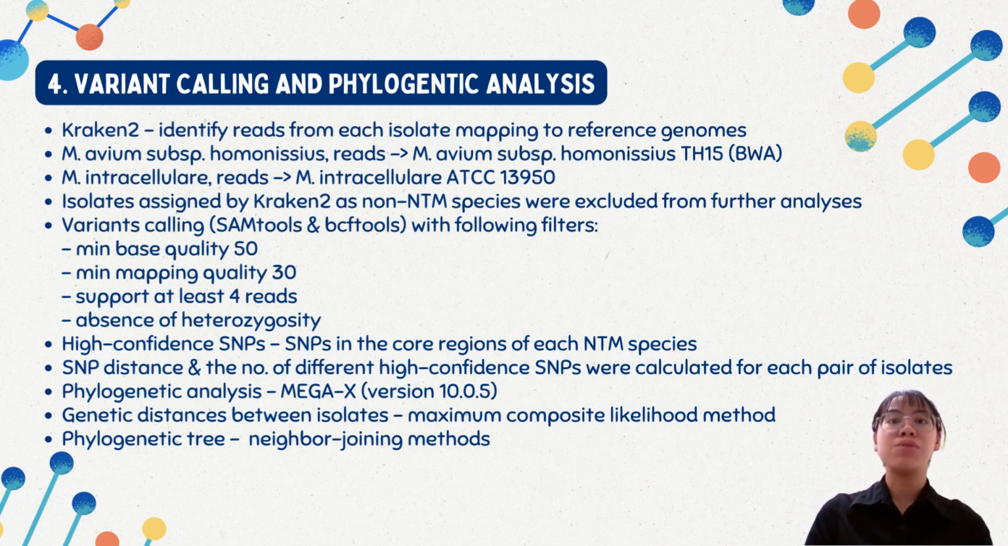Variant calling using SAMtools and BCFtools with filters, which are minimum base quality of 50, minimum mapping quality of 30, support of at least 4 reads and absence of heterozygosity. High confidence SNP is defined as SNPs in the core regions of each NTM species. SNP distance and the number difference of high confidence SNPs were calculated for each pair of isolates. Phylogenetic analysis is done using MEGA X, while genetic distance between isolates is calculated using the maximum composite likelihood method, and the phylogenetic tree is constructed using the neighbor joining method.